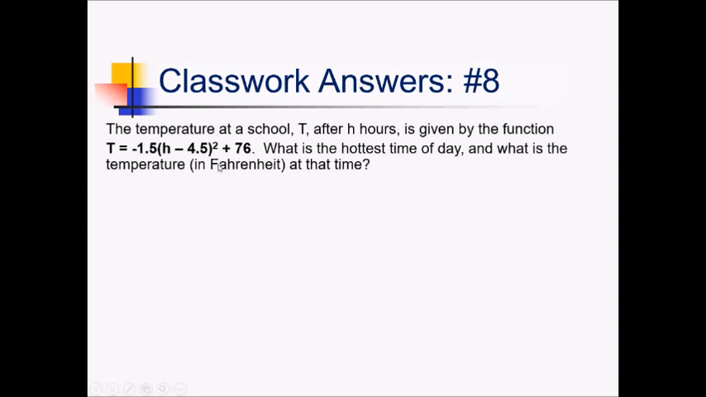So that's going to be 4.5, whatever's being subtracted from the input inside this squared parentheses. That's the input value of our vertex. So 4.5, comma, 76. Whatever's being added outside the squared parentheses, that's the output value of our vertex, the y value. So now the hottest time of day is going to be this input value of 4.5, so that's 4.5 hours. And the actual temperature is going to be the output value of the vertex, which is 76 degrees Fahrenheit.